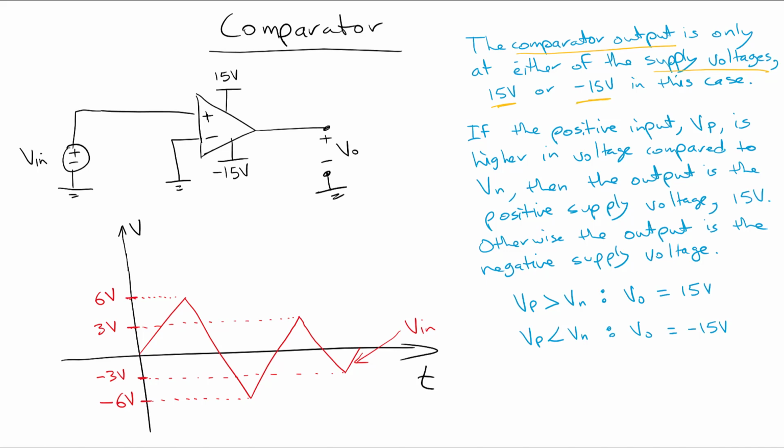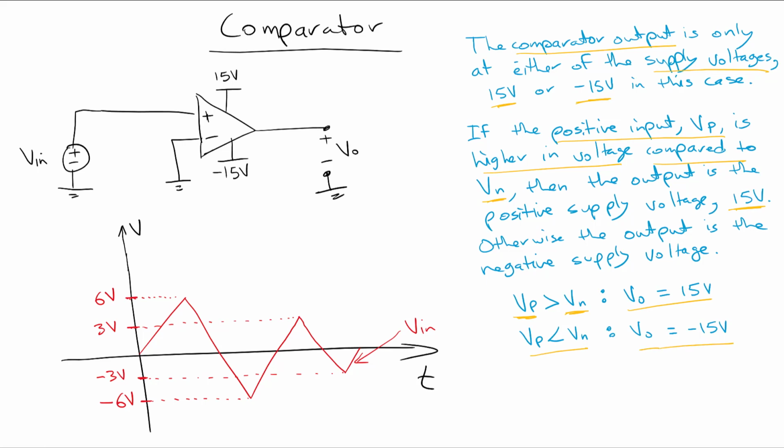If the positive input is higher in voltage compared to the negative input, Vn, then the output goes to the positive supply voltage. Otherwise, the output voltage goes to the negative supply voltage. So it's summarized down below: if the positive input, Vp, is greater than Vn, the negative input, then the output voltage goes to 15 volts. Otherwise, if Vp is less than Vn, then the output voltage goes to minus 15 volts.